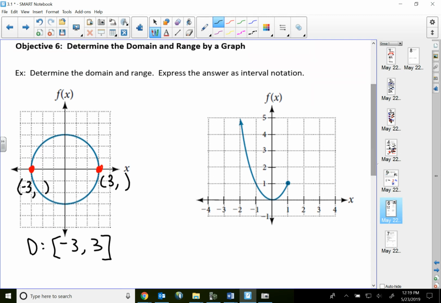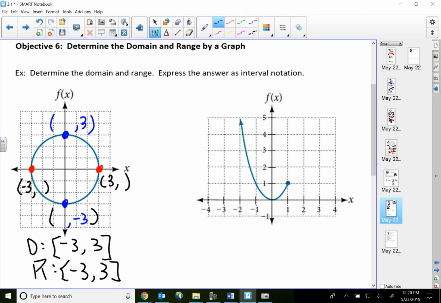Range: down and up. The lowest point for this circle graph is right here, and the highest point is right here. Let's write down the y value only. This y value is -3, and this y value up here is 3. So my range is going to be from -3 to 3.